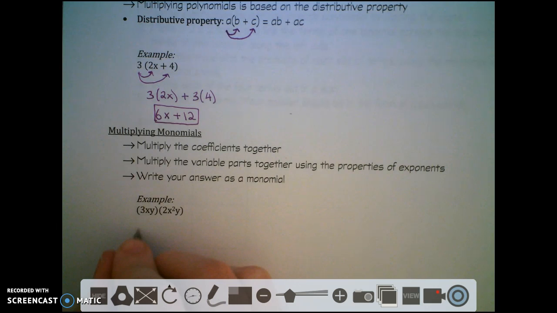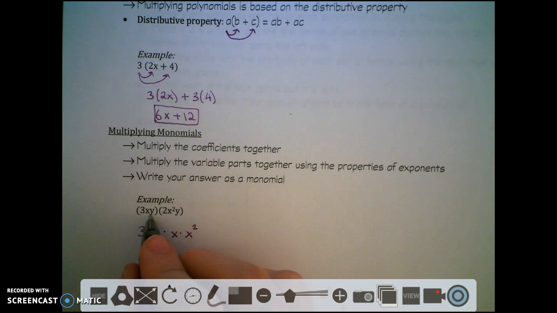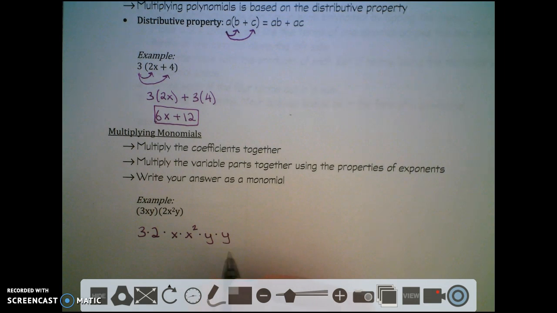So the first thing we're going to do here is multiply our coefficients together. My coefficient here is 3, and my coefficient here is 2. So I have 2 times 3, times, then I have an x and an x squared. Then I have a y and a y. So all I've done is regroup these so that my like terms are next to each other. Now, 3 times 2 is 6.